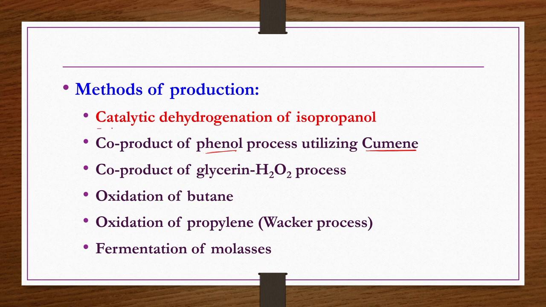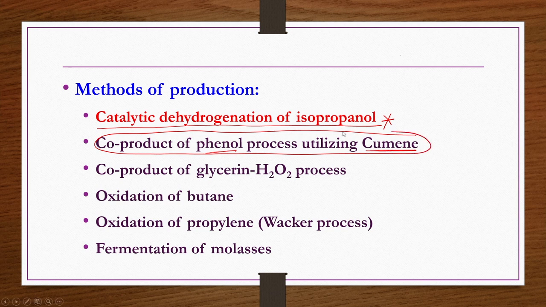However, we discuss the catalytic dehydrogenation of isopropanol process rather than looking at the co-product processes. This process we are going to discuss subsequently when we discuss the aromatics chapter. In the aromatics chapter, we will be using cumene to produce phenol. In that process, we can see how acetone is also being produced. Okay, this we have already seen. Remaining processes we cannot cover all of them, so we are not discussing them.